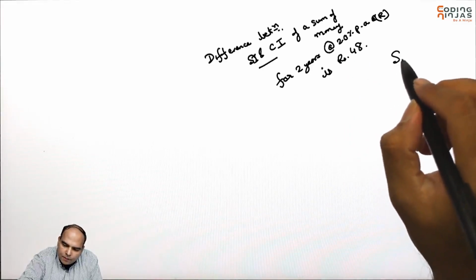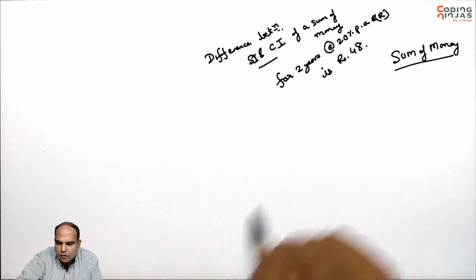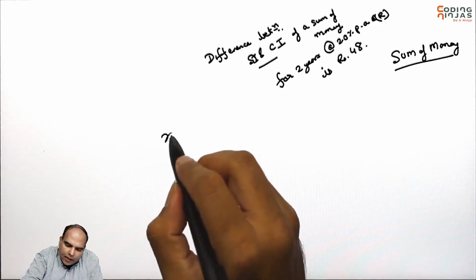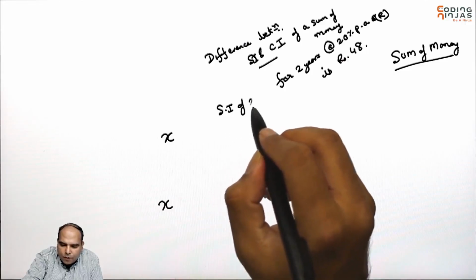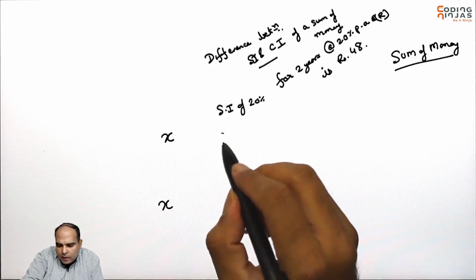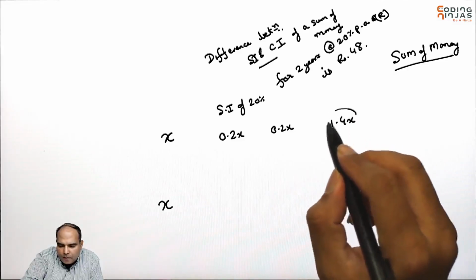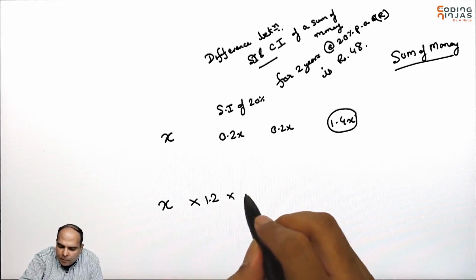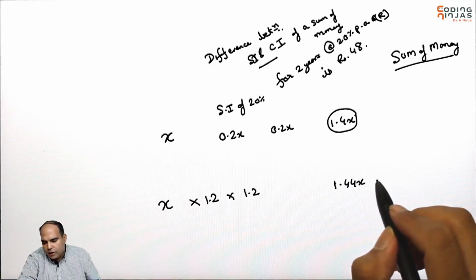So what is the sum of money, or what is the principal that you have? Now again, this question has multiple ways of doing it. One way is that if you take x as the original amount, on simple interest of 20%, you will get a simple interest of 0.2x and 0.2x, so it will become 1.4x here. And if you do it through compound interest, it will have a multiplier of 1.2 and a multiplier of 1.2, so it's going to become 1.44x in this context.